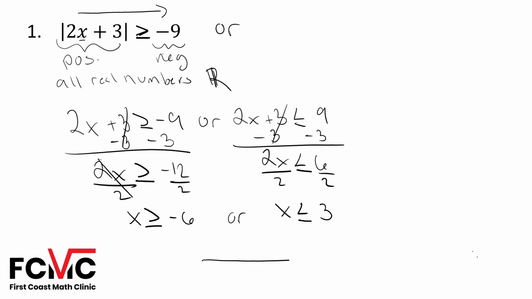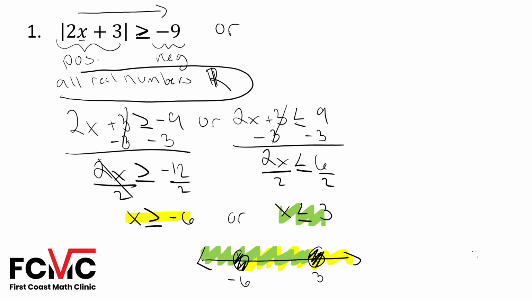Now if we graph this out, negative 6 here, closed circle, 3 here, closed circle. X is greater than negative 6, going to be all the values to the right. X is less than 3 are going to be all the values to the left. And we're shading over all the values on our number line. So again, our solution is going to be all real numbers here. All right, let's go on to example number 2.